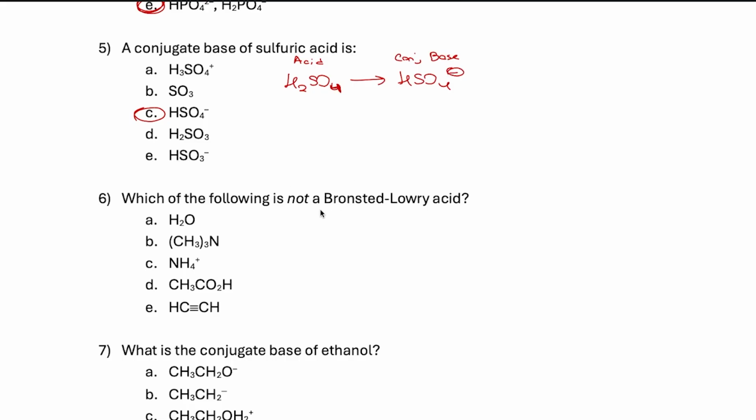Problem 6, which of the following is not a Bronsted-Lowry acid? We're basically asking which one is not able to give away a proton. Now, H2O definitely can give away a proton and basically become OH minus, right? We've seen that a lot. And so this is a Bronsted-Lowry acid.